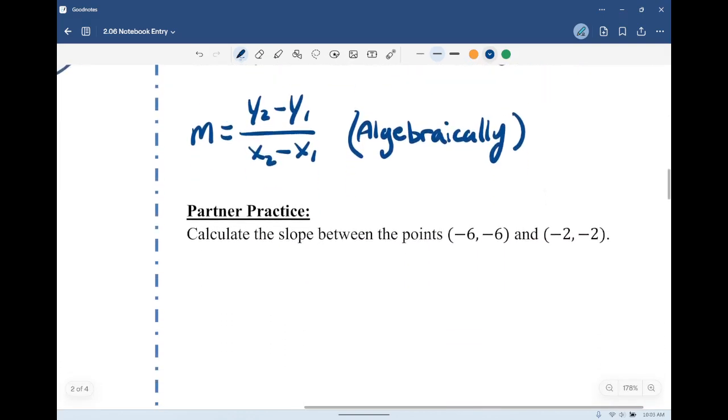If you look down at that partner practice, the one thing I want us to do together is annotate these points. We're going to be writing this annotation like umpteen different times today. We need to be comfortable with it and fast with it. x1, y1, x2, y2. From here, this is now just a substitution game. You're going to take those values, substitute them into our slope equation. You're going to have 1 minute. You can work with those around you. Go.